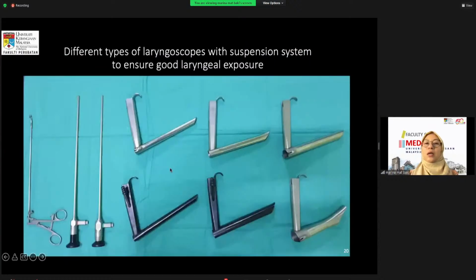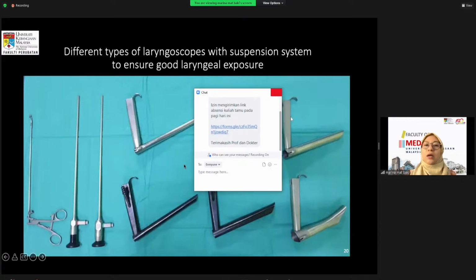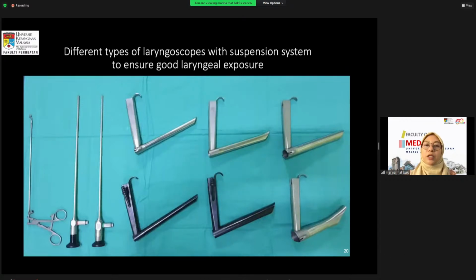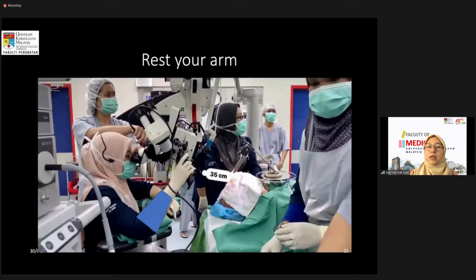And you also need different types of laryngoscope to ensure good laryngeal exposure, because some patients with small chin, retrognathia, short neck, would have difficulty in exposing the larynx. So without good laryngeal exposure, you may not be able to do the surgery precisely, and the patient may end up with trauma on the vocal fold.